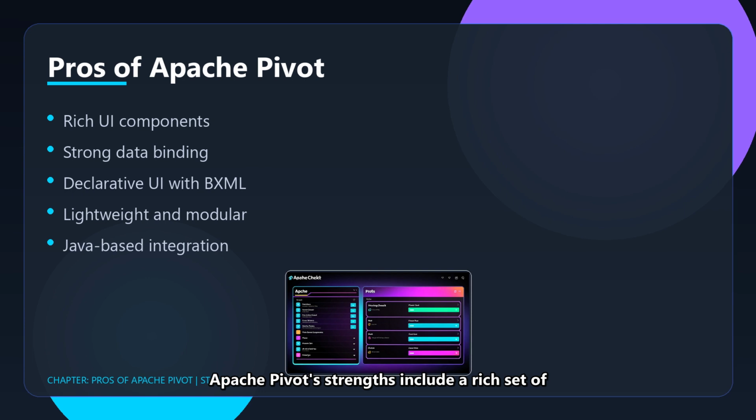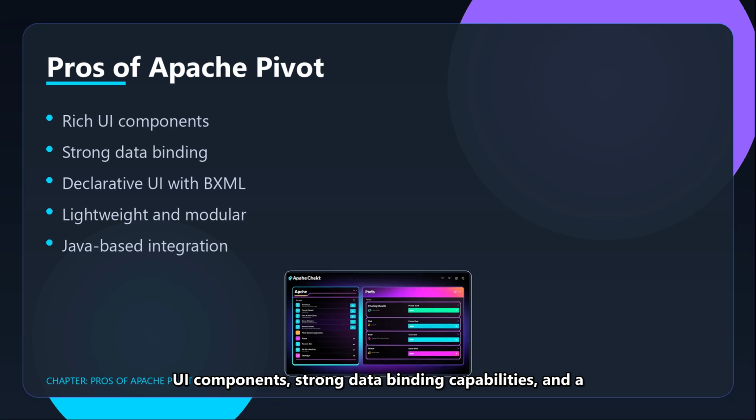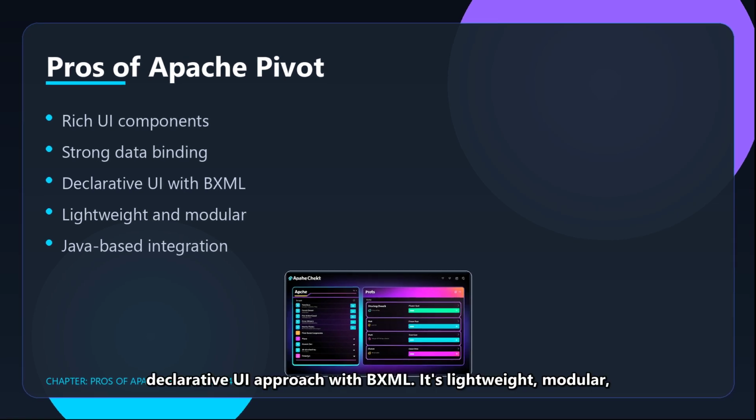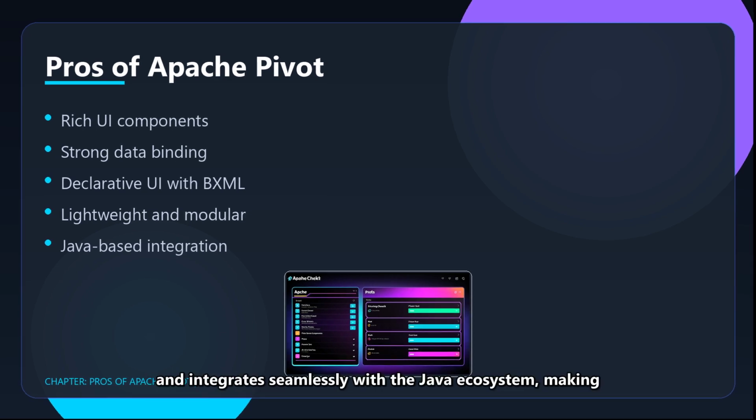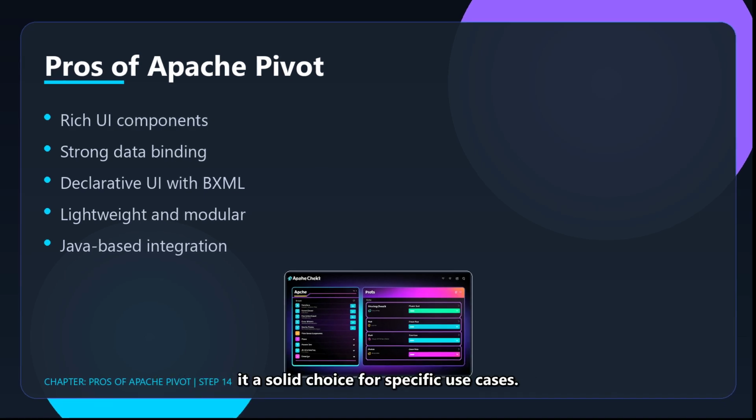Apache Pivot's strengths include a rich set of UI components, strong data binding capabilities, and a declarative UI approach with BXML. It's lightweight, modular, and integrates seamlessly with the Java ecosystem, making it a solid choice for specific use cases.